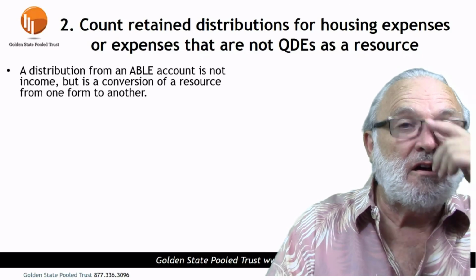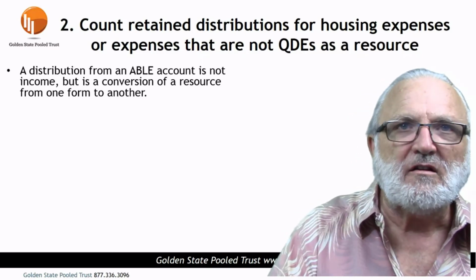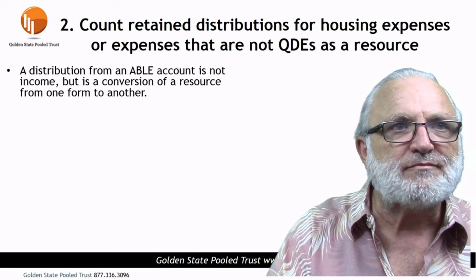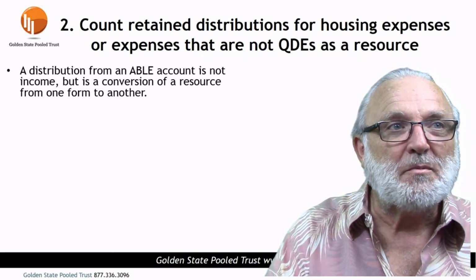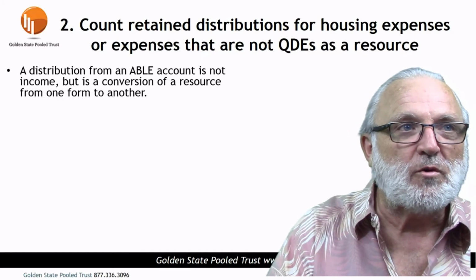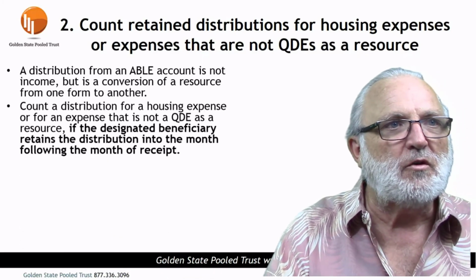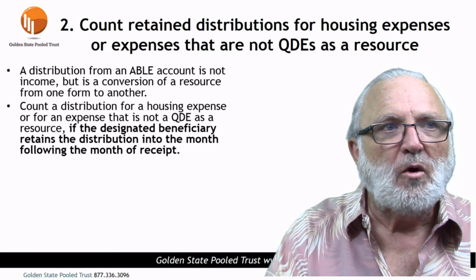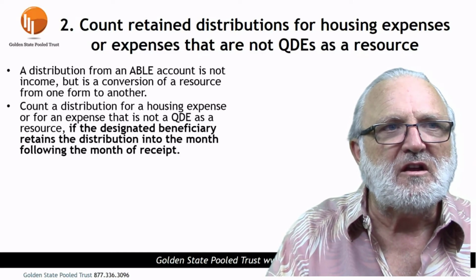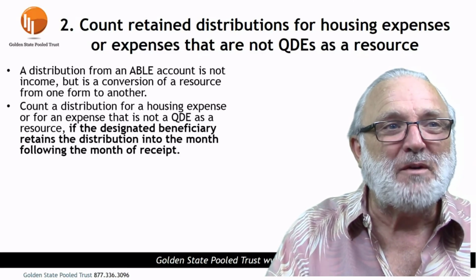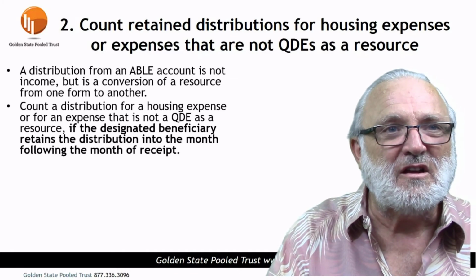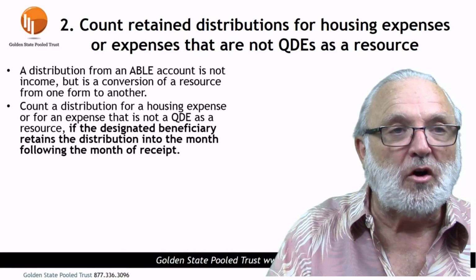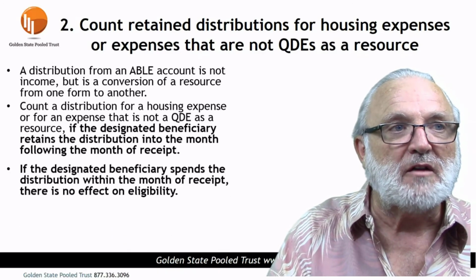Count retained distributions for housing expenses or expenses that are not QDEs as a resource. Okay. A distribution from an ABLE account is not income, but a conversion of a resource from one form to another. We've seen that over and over again. Count a distribution for a housing expense or for an expense that is not a QDE as a resource if the designated beneficiary retains the distribution into the month following the month of receipt. Basically saying don't let it go into the next calendar month.